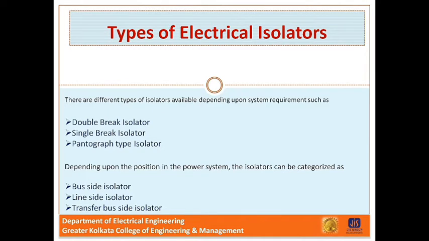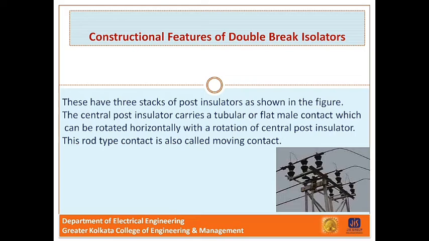Now, types of electrical isolators. There are different types of isolator depending upon the system requirement: double break isolator, single break isolator, pantograph isolator. And depending upon the position in the power system, the isolator can be categorized as bus side isolator, line side isolator and transfer bus side isolator.